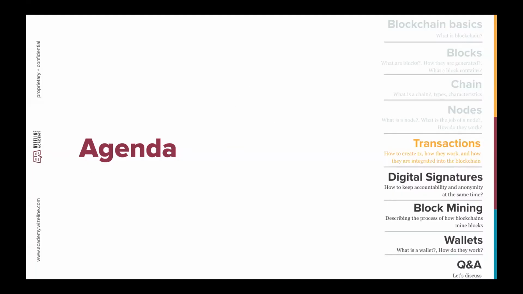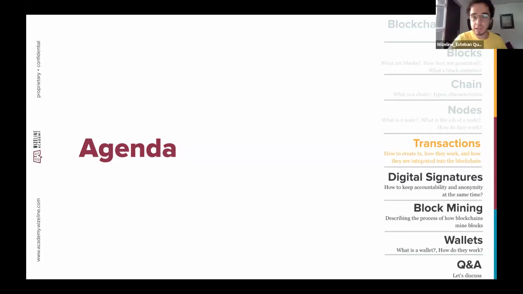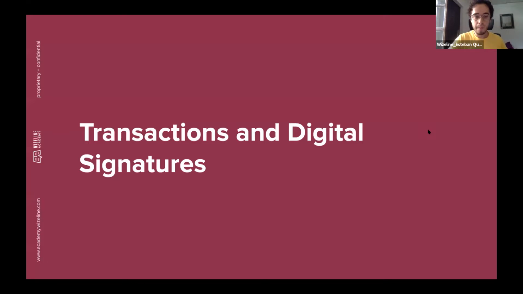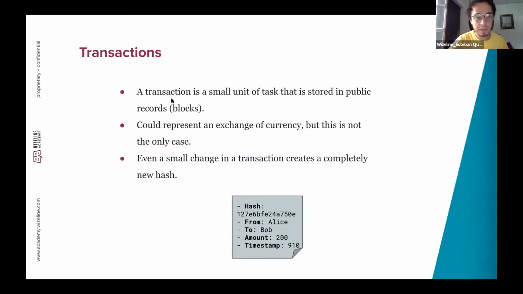Okay, so now we will continue with the transactions of the blockchain, how they work. Next slide, please. So basically, as we mentioned, the blocks contain transactional information, so they can have multiple transactions inside of them. So a single transaction is basically a small unit of a public record. This public record could be an exchange of currency, but not necessarily. It could mean an exchange of information, a signature, or something else.